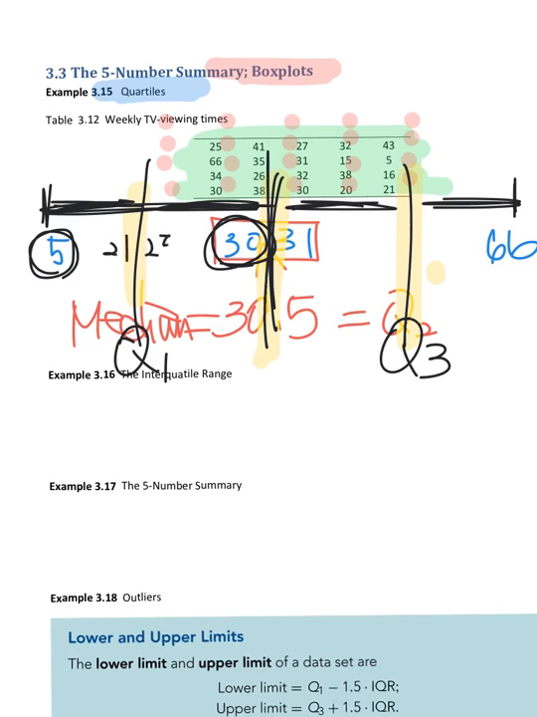21 and 25. 10, even number. We take the 2 cases in the middle, 21 and 25. Another median will be the average. 21 plus 25 is 46, divided by 2 is 23. Am I correct? 23 will be Q1, the first quartile. Another median in the first half.